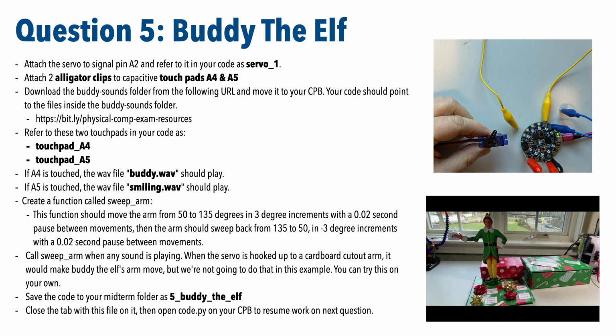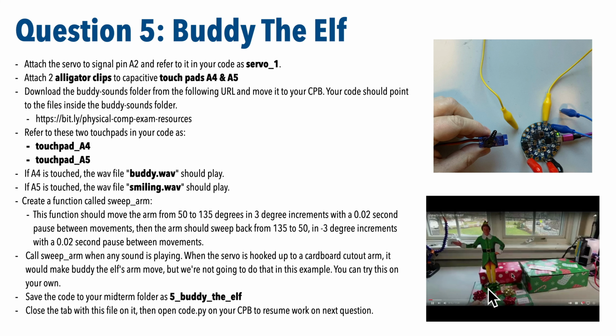Now there are a bunch of metallic bows attached to the CPB's capacitive touch pads. Touch a bow and a particular Buddy phrase plays, and while that phrase plays, a servo motor moves a fishing line attached to Buddy's hand, so he waves at you.